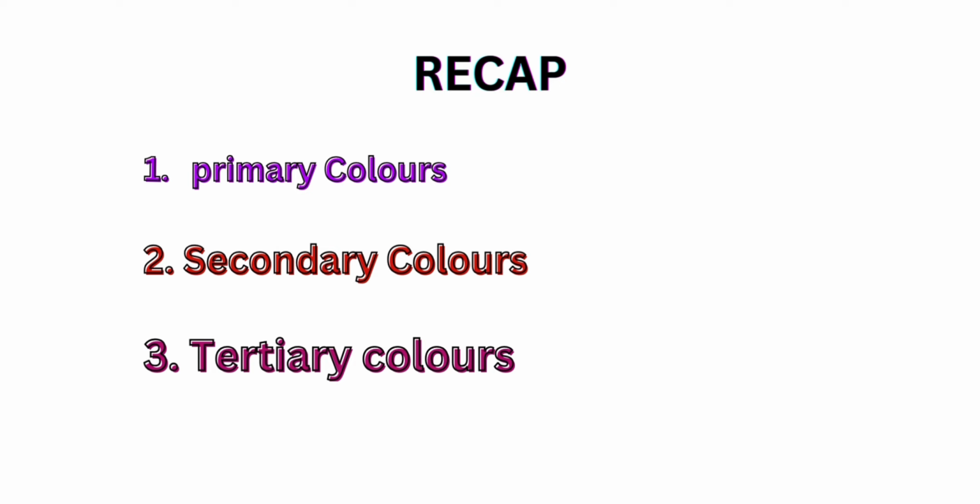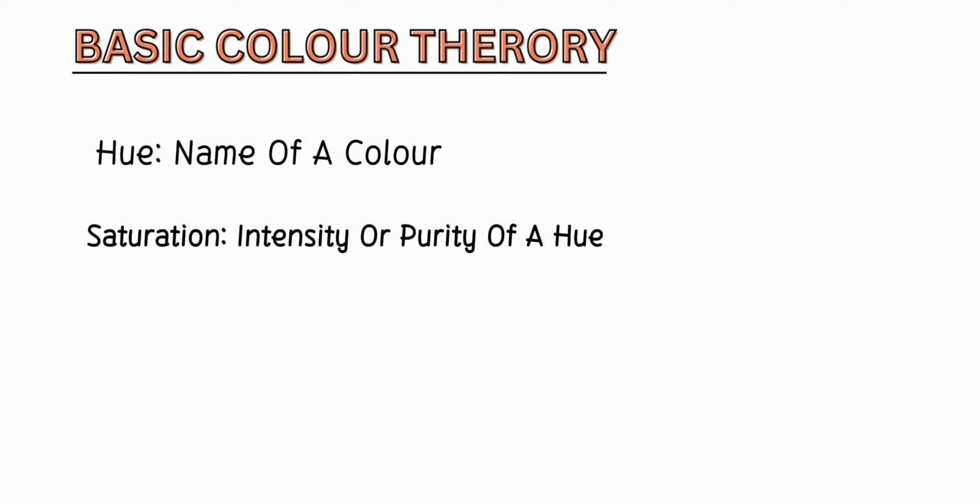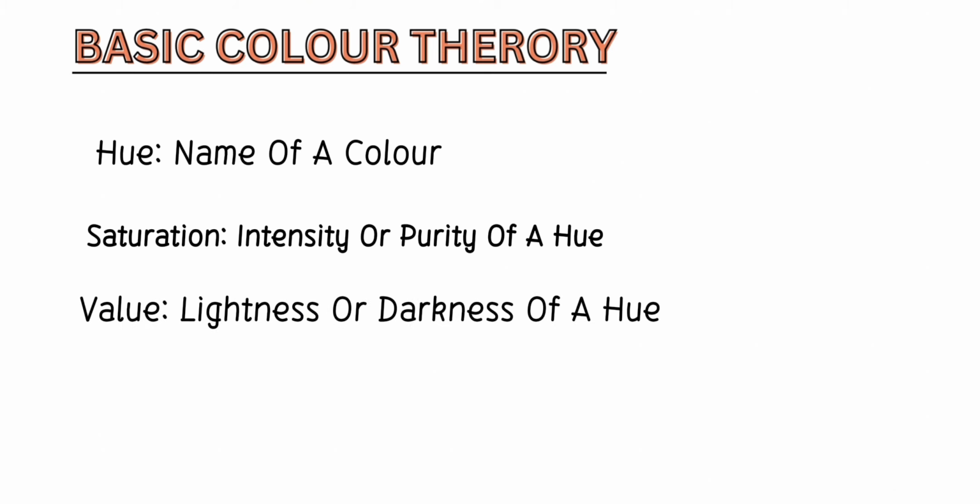Let's go over some basic terms to help you better understand and discuss color theory. A hue is the name of a color, like red, blue, green, yellow, and orange. Saturation describes the intensity or purity of a hue. High saturation means the color is very bright, while desaturation makes the color appear washed out or gray. Value refers to the lightness or darkness of a hue.